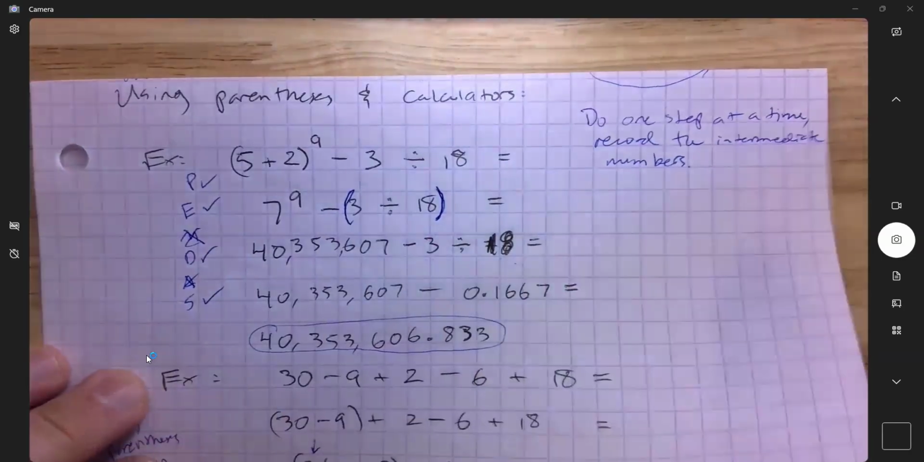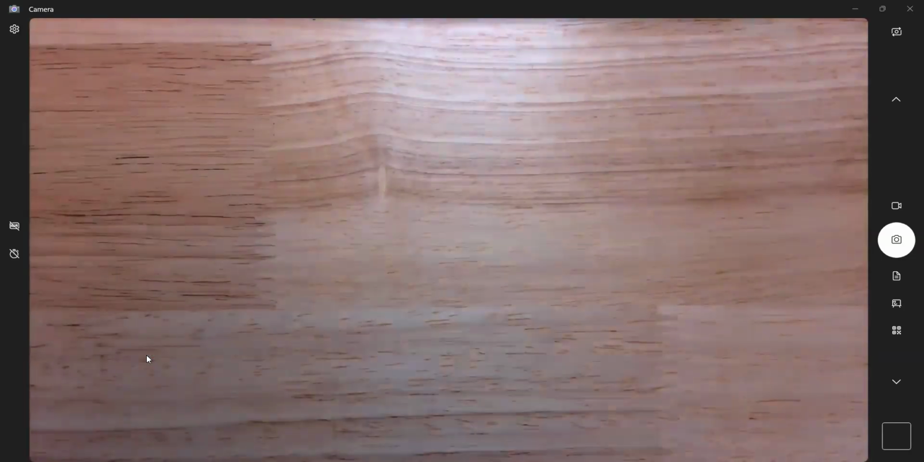All right, that covers section 1.4. The best thing you can do is practice, practice, practice. Get a lot of questions. The textbook itself has questions.